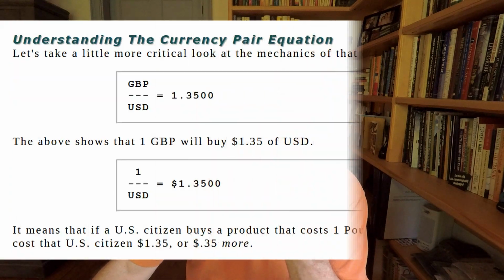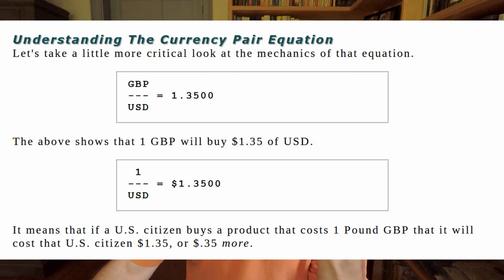Understanding the currency pair equation. So let's take a little more critical look at the mechanics of this equation. GBP/USD is equal to 1.3500. Okay, that's the 4 decimal representation of what really is $1.35 USD. So the above equation shows that 1 pound will buy $1.35 of USD. So 1 GBP divided by USD is equal to 1.3500. That's what the equation means.